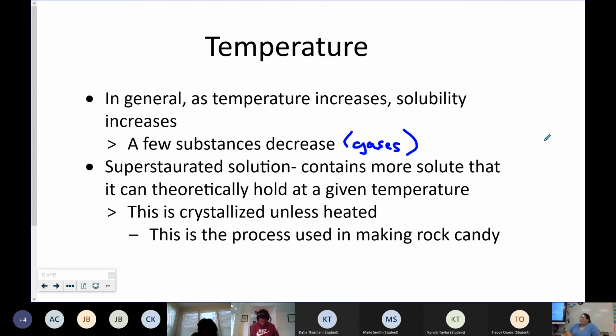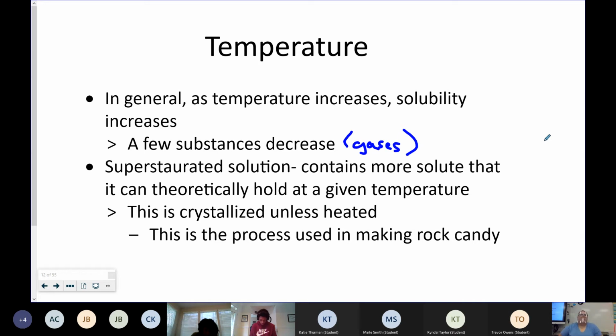Whenever we're dealing with temperature, we can also create a supersaturated solution. So we said a saturated solution dissolved all it possibly could. An unsaturated solution could still dissolve more. It held less than it could possibly dissolve. Supersaturated solutions contain more solute than it should theoretically be able to dissolve at a given temperature.